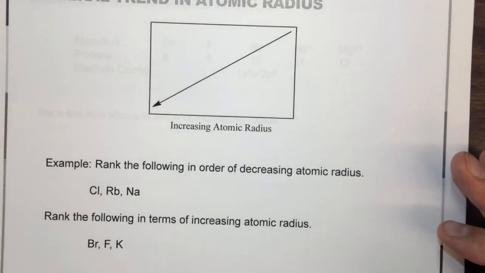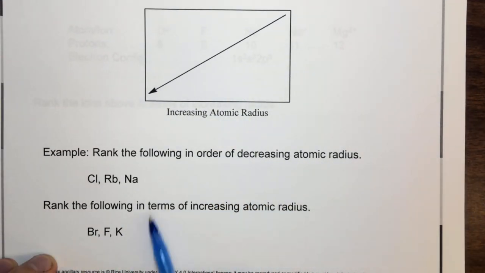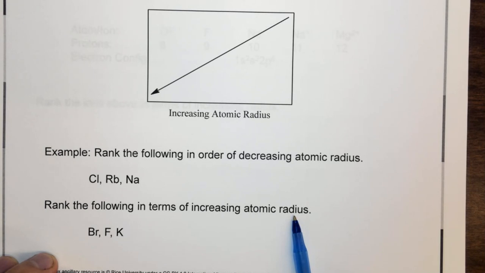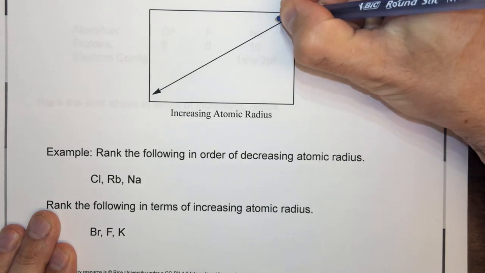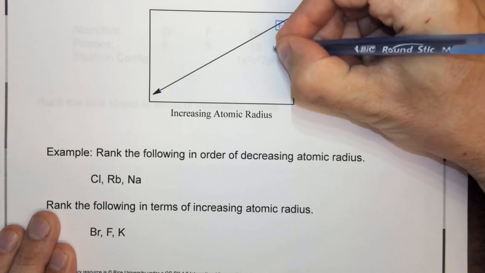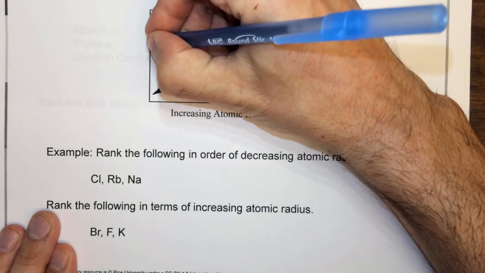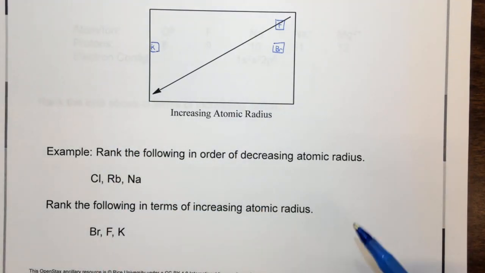I'm just going to switch these so I can rewrite the relative ions or atoms in the second one. So it says rank the following in terms of increasing atomic radius. And it's the same exact idea, except this time we want it in the opposite order. So the first thing we want to do is find these things. Well, fluorine is about here. Bromine is about here, relatively speaking. And potassium is in period 4, just like bromine, except it's all the way over here.